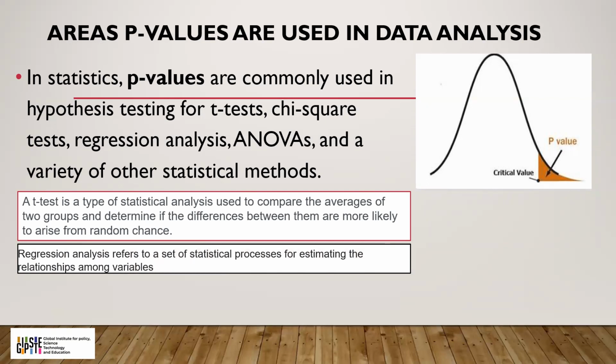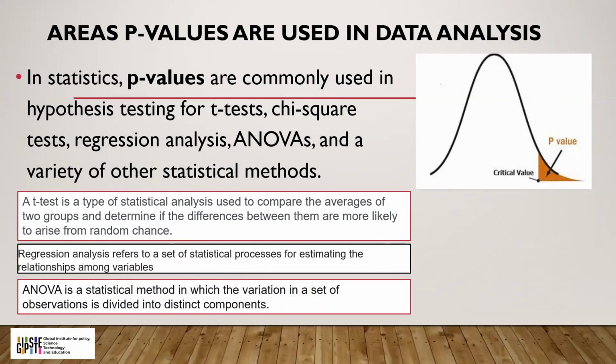Regression analysis refers to a set of statistical processes for estimating the relationship among variables. So if you want to establish a significant relationship among study variables, then you can go by a regression model or regression analysis. ANOVA is a statistical method in which variation in a set of observations is divided into distinct components. If you have more than two groups that you want to compare the variations among, then you can use the ANOVA analysis to test the difference among these groups.